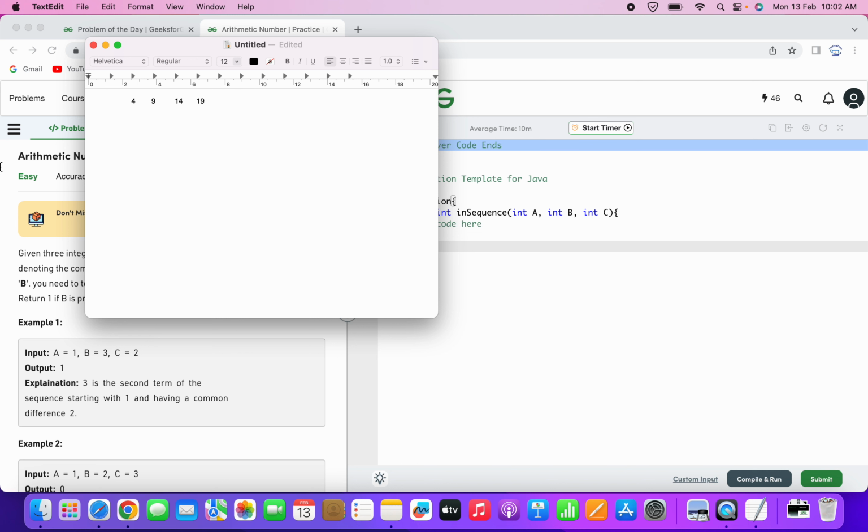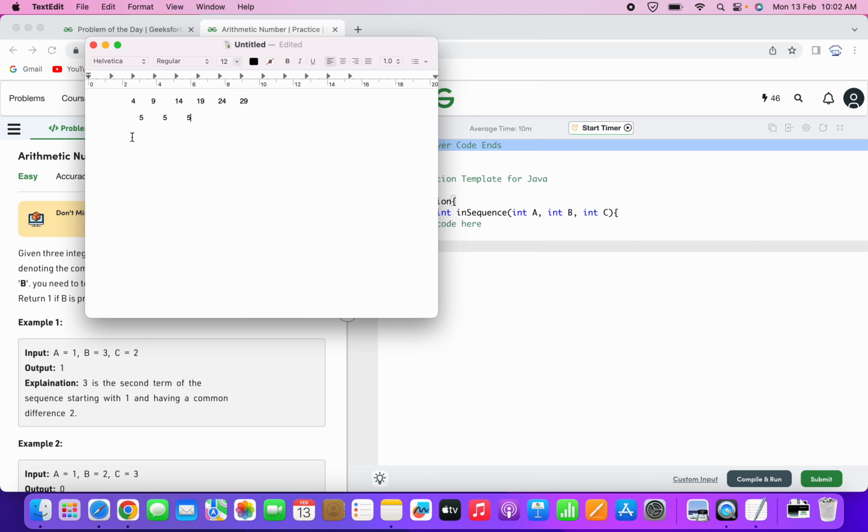Here we can see, if you look at the difference between all these numbers, it will be 5 only. The difference here is 5. Here also the difference is 5. Here also the difference is 5. And this sequence will go on. After that it will be 24, then 29. So the common difference will be maintained.